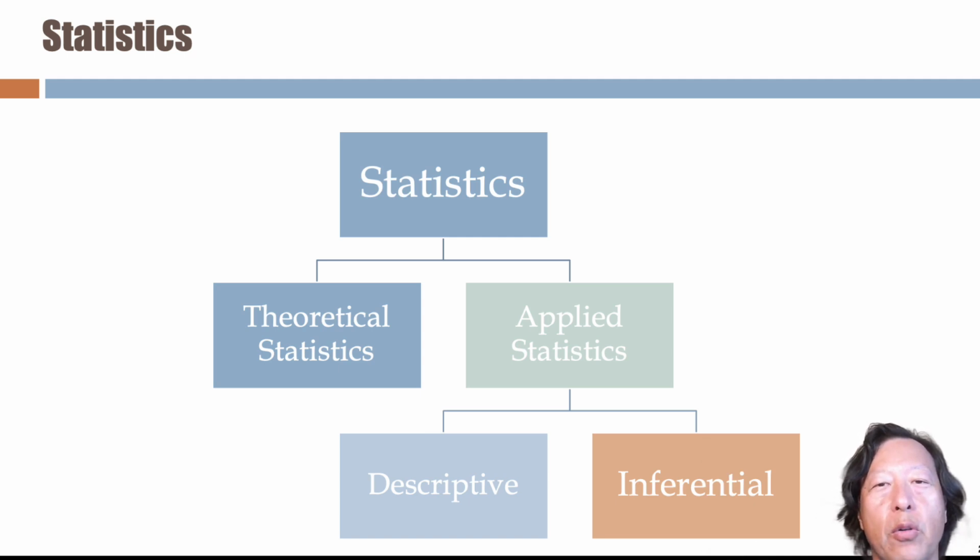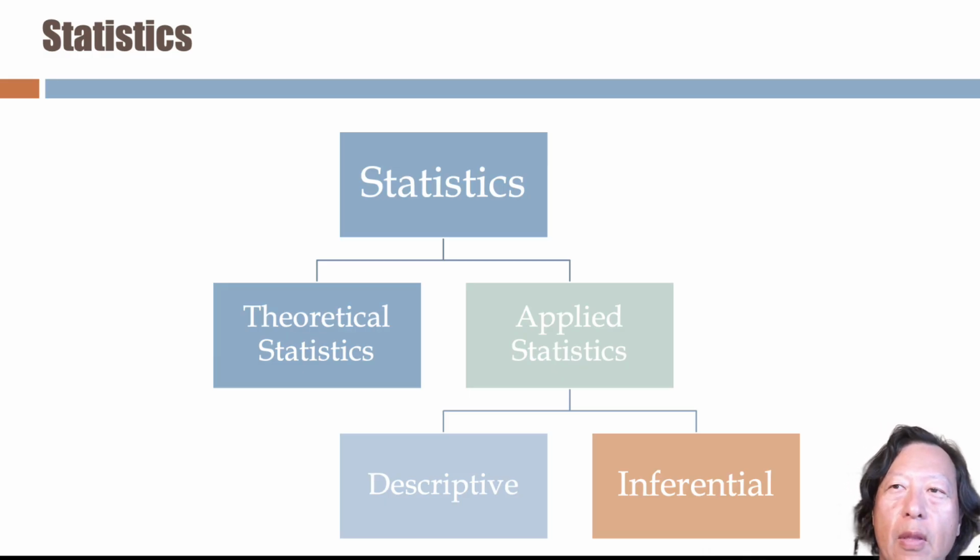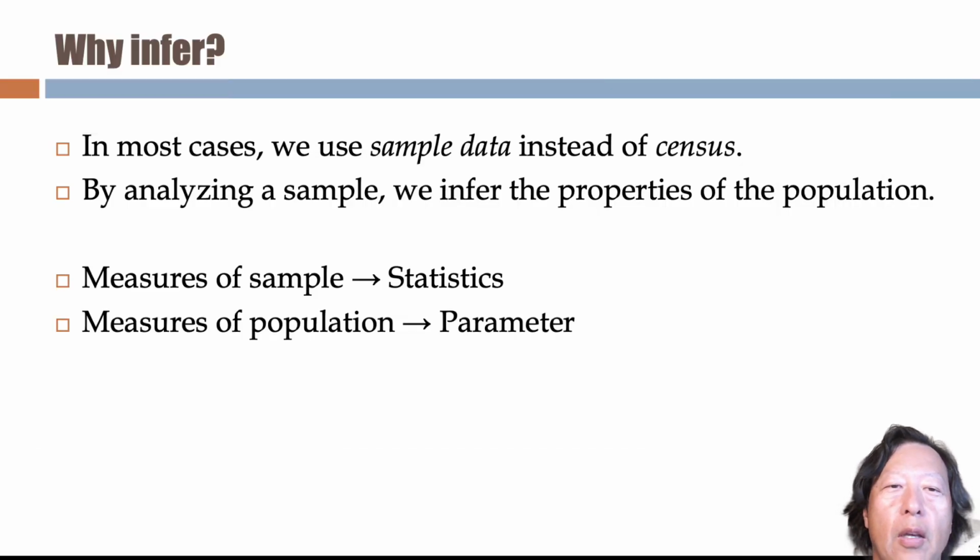Inferential is a little different because we collect the data from the population. We don't get the whole population data, but we're trying to find out how we can determine the parameter for the population. We don't have population data, but we use sample data. So using sample data, we try to infer the population information. Why infer? Because we cannot have the whole population data. So this is how we use sample data instead of a census.